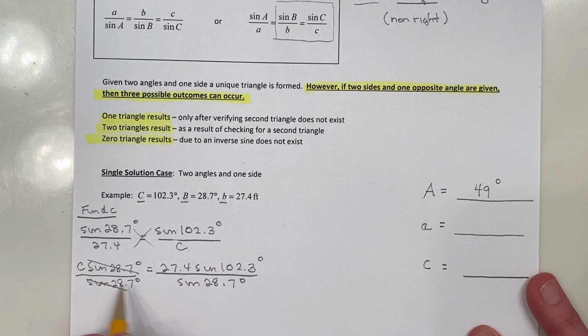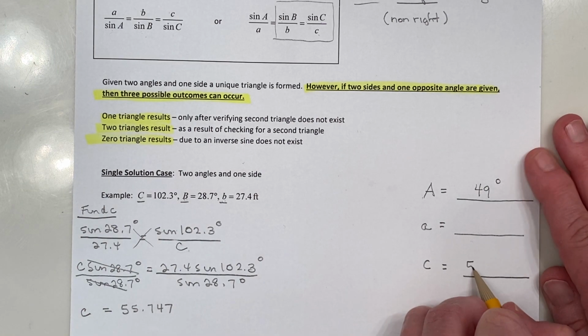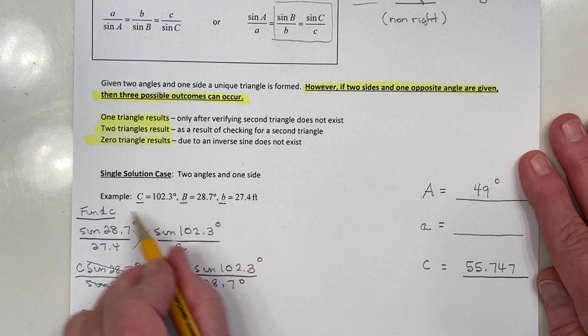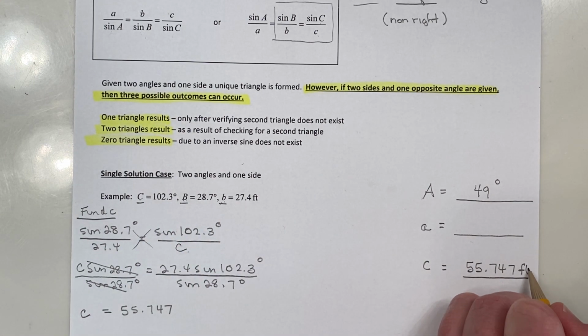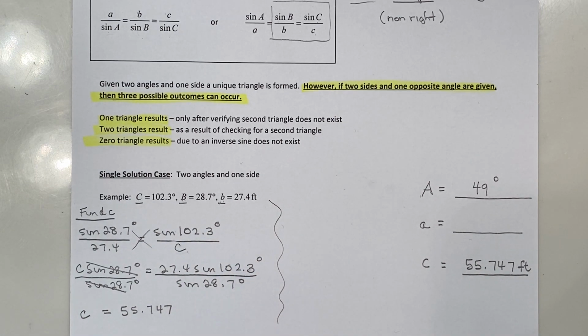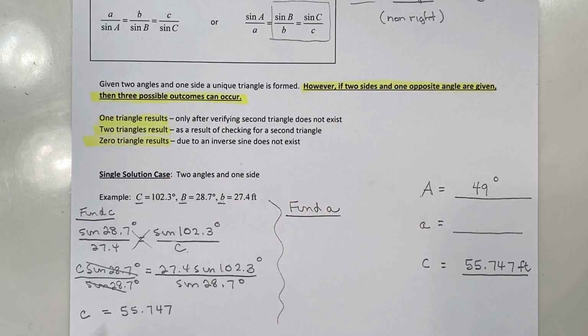These will divide out. So let's go to your calculator and insert everything into the calculator, and I got 55.747. And do I have units? Yes, I do. So this is feet. All right, what's left to find? Side A. So let's find A, lowercase a.